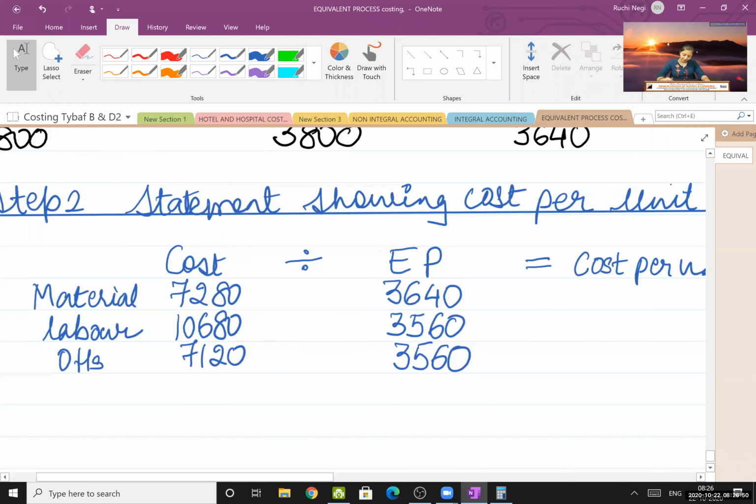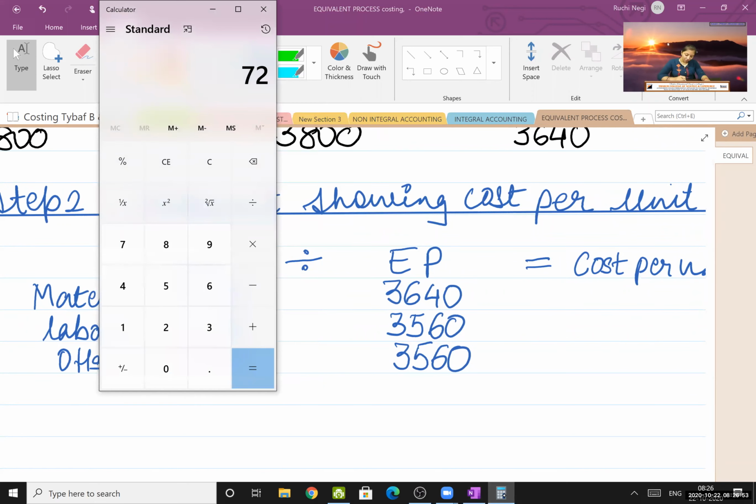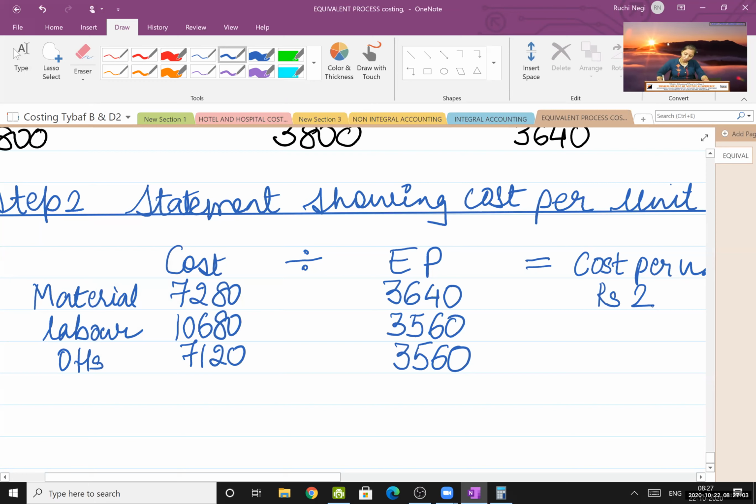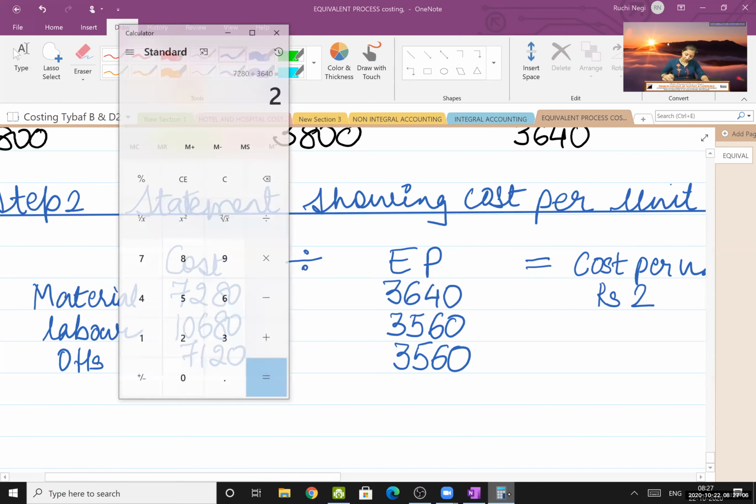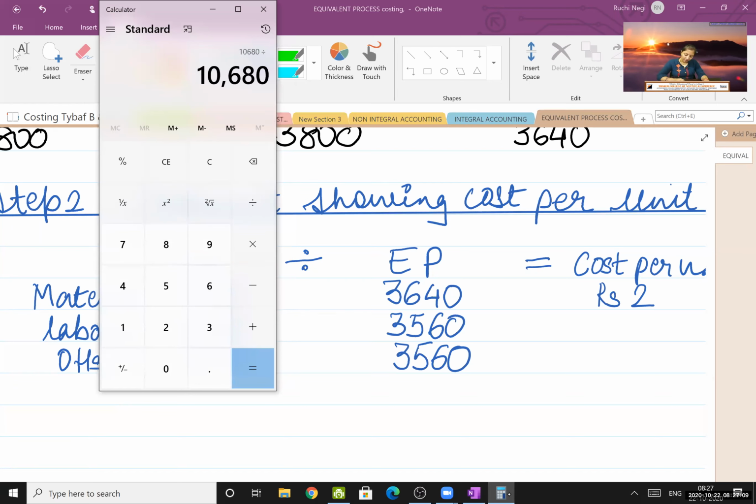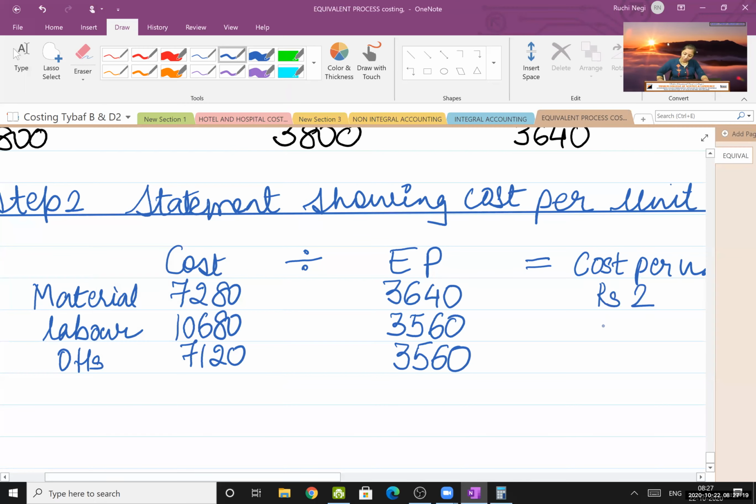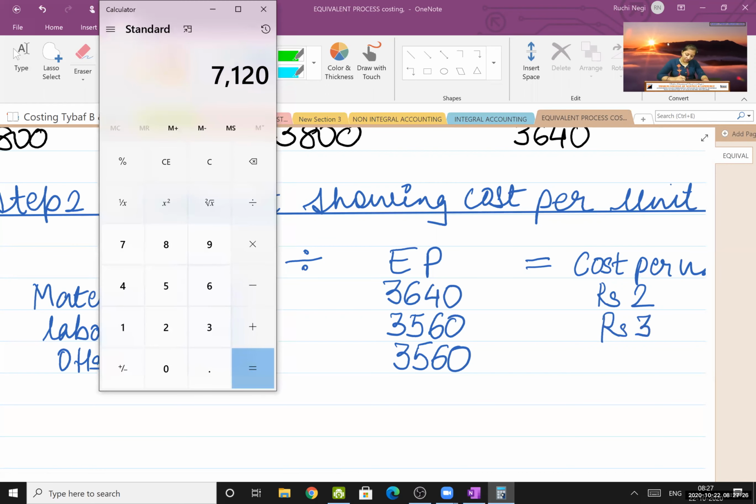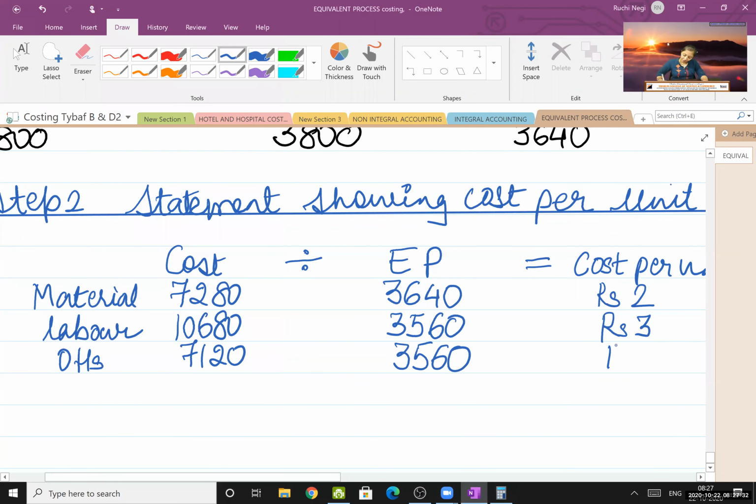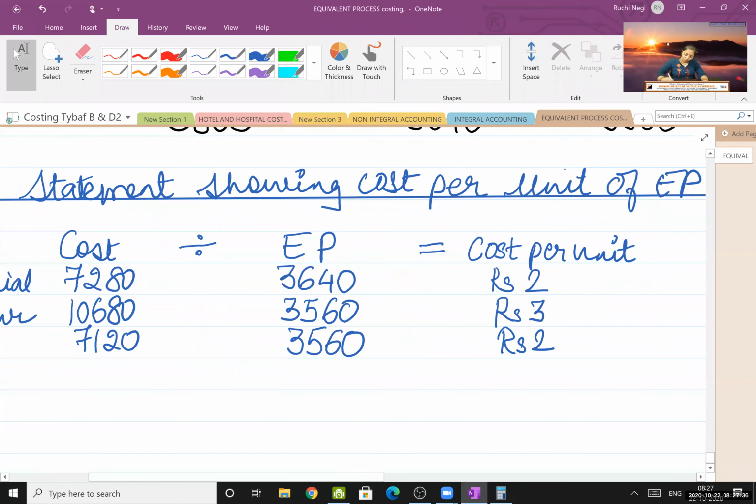3640, 3560, 3560. Okay, now let us divide and see. 7280 divided by 3640, 2 rupees. So the answer is 2 rupees. Next, 10,680 divided by 3560, 3 rupees. Next, 7120 divided by 3560. Again, 2 rupees. Okay, total this.